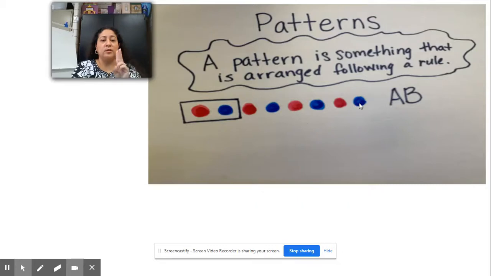It's when you use two different things, and then the rule is that one goes first, then the other one, then that one again, and then the other one. Just like you see right here, red, blue, red, blue, red, blue, red, blue. So when you're doing patterns, you need to figure out what's the rule, like what are the objects and how are you going to be placing them, and then you just continue or repeat the pattern.